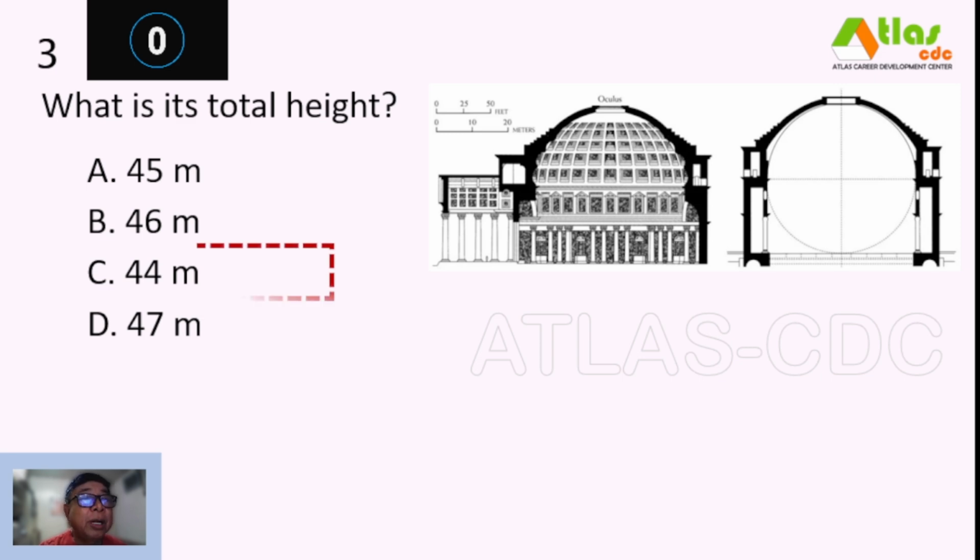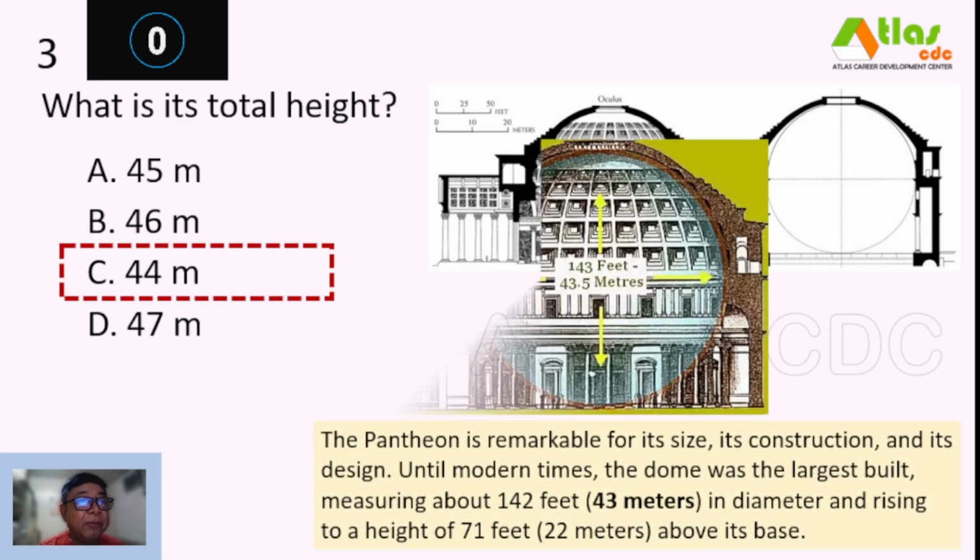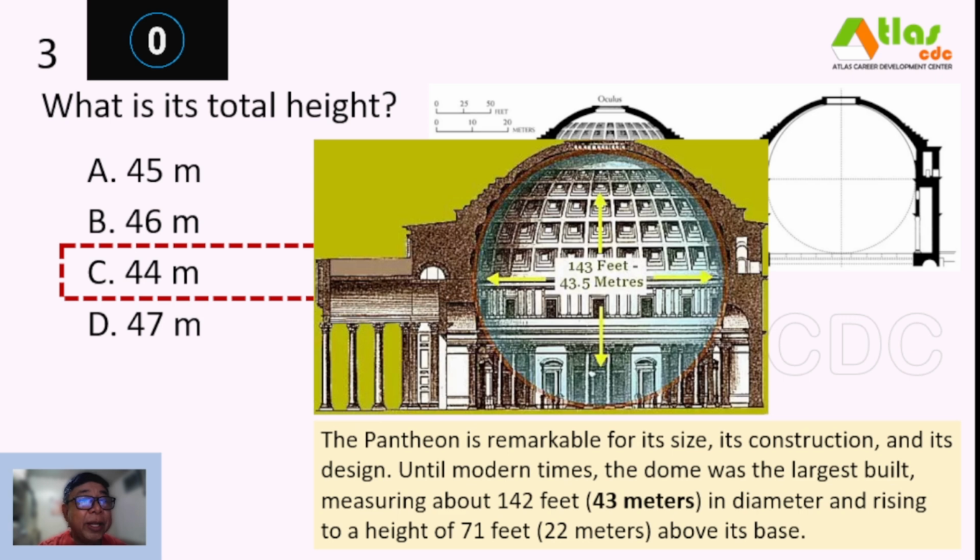And our correct answer is letter C, 44 meters. So the Pantheon is remarkable for its size, its construction, and its design. Until modern times, the dome was the largest built, measuring about 142 feet or 43 meters in diameter and rising to a height of 71 feet or 22 meters above its base. Meron ding ibang mga information sinasabi ang height is 143 feet or 43.5 meters. So the nearest here among the choices is 44 meters.